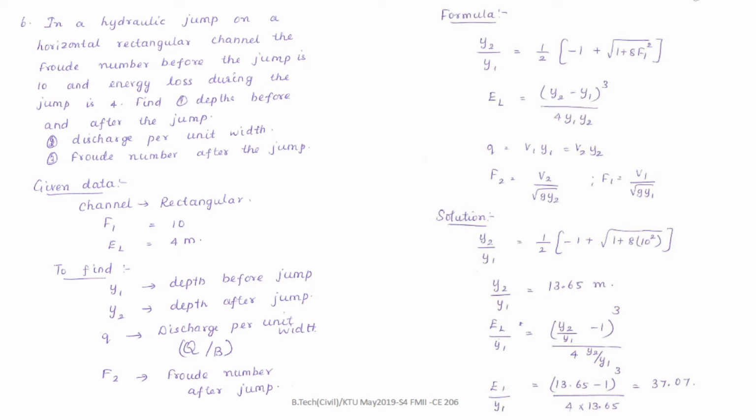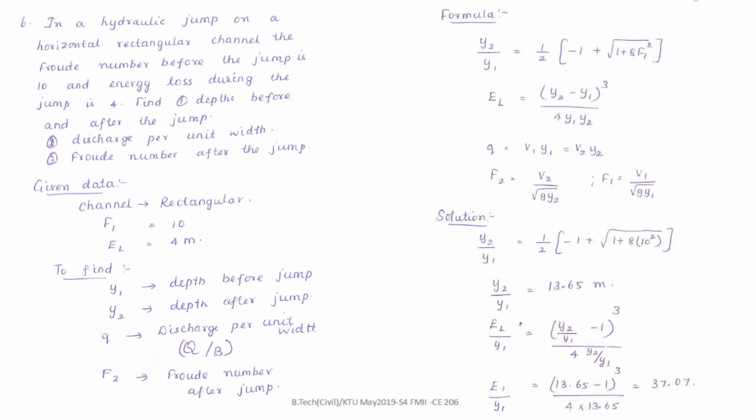So after this, substitute y2 is equal to 13.65 y1 in the energy loss equation and you can find out what is y1. We all understood? So already we know the formula, energy loss is equal to (y2 minus y1) the whole cube divided by 4 into y1 into y2. Instead of y2 you can substitute 13.65 y1. Energy loss is 4 meter, given. So you can easily find out what is y1 value.